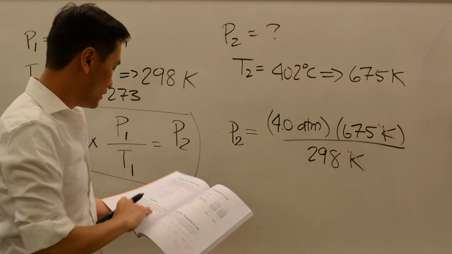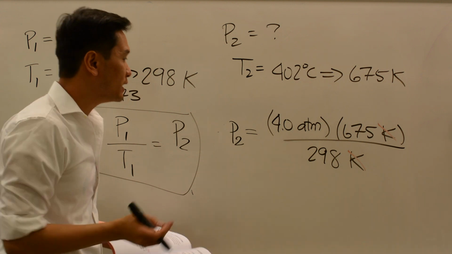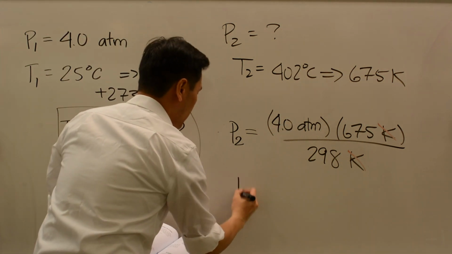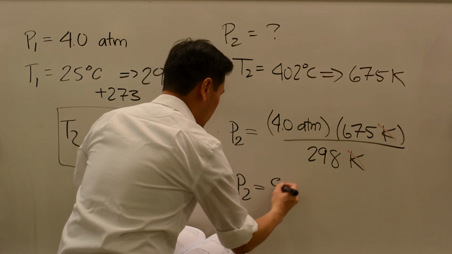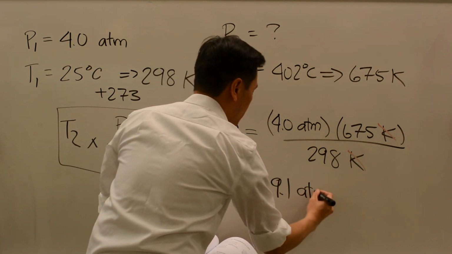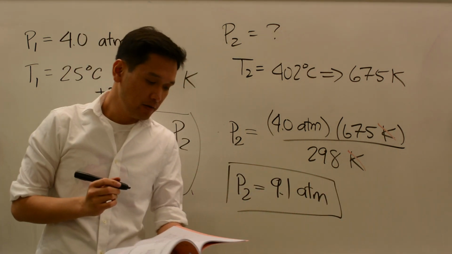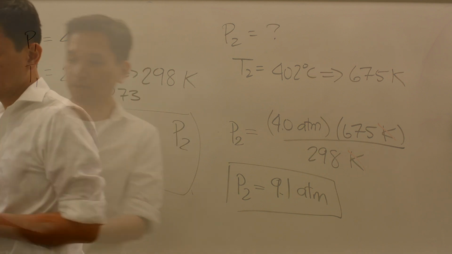If you do that in your calculator, you should get 9.06, but how many sig figs do we get? 1, 2. So that becomes 9.1 atmospheres. Okay, so that's how you do that problem.